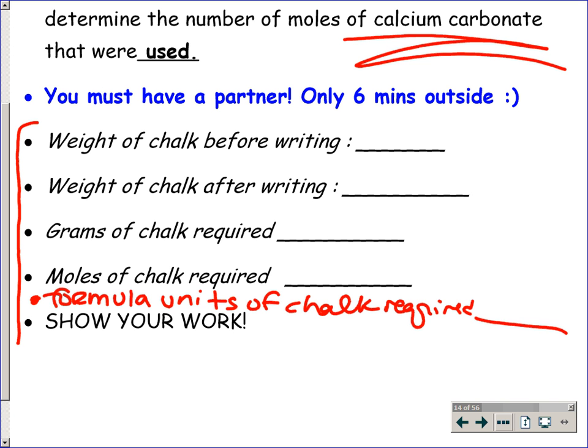This was not a very challenging exercise. I think a lot of us got caught up on what calcium carbonate is, but we finally got there. Everybody had a different number of grams of chalk used, so we had 12 and 5 and 9 and 14.